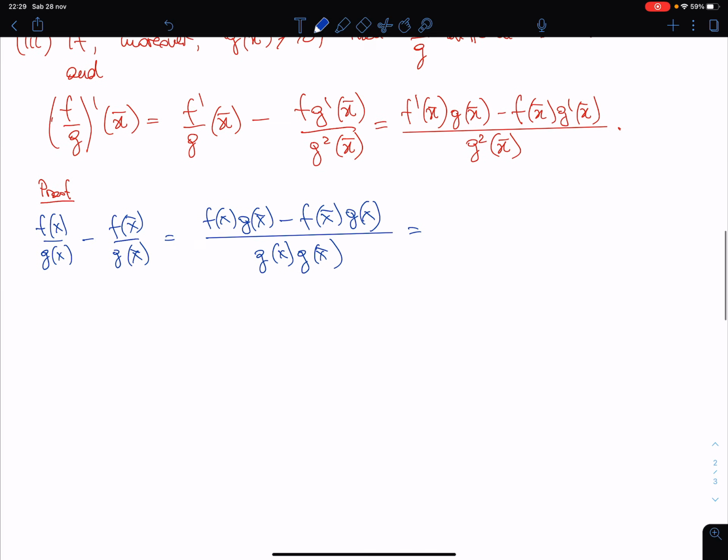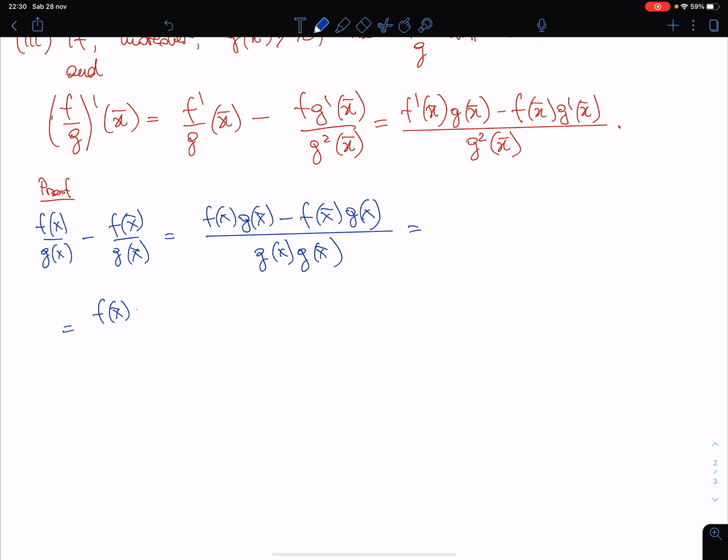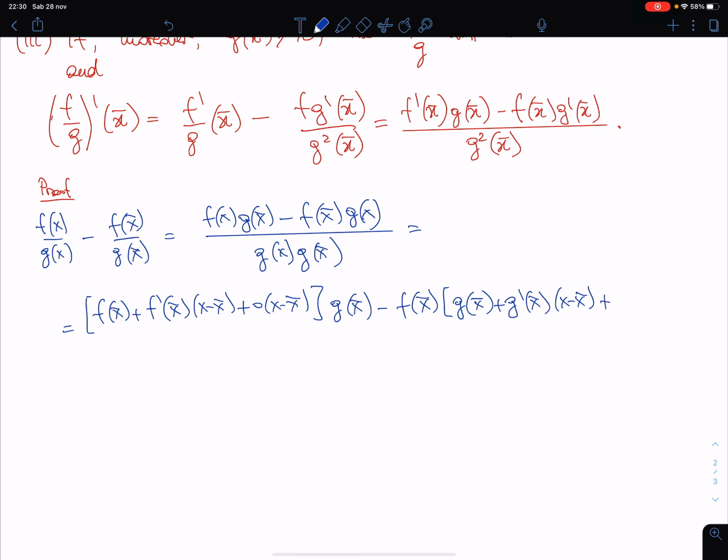Now we use differentiability here and continuity here. So first we look at the numerator, and here we have f of x bar plus f prime of x bar times x minus x bar plus little o of x minus x bar. And this is just the first factor at the numerator. We do it like this, and this is g of x bar minus f of x bar, and we expand g of x, and g of x is g of x bar plus g prime of x bar times x minus x bar plus little o of x minus x bar.